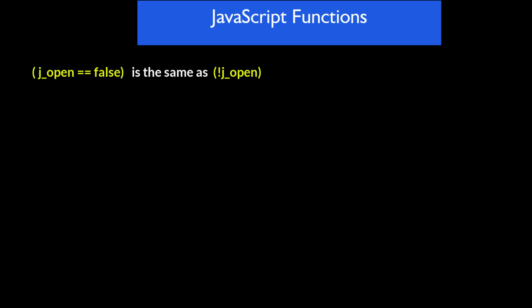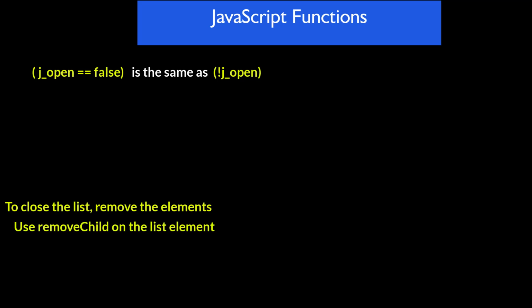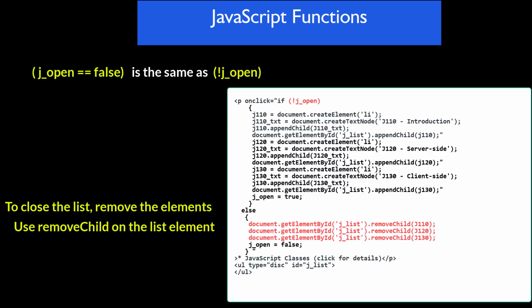So, how do you imagine we'll close our lists? Since we expanded the list by adding elements using DOM methods, we probably perform the reverse process to close the list. Remove the list elements. And that's true. And the good news is, it's a simpler process. We just use the removeChild method on the list element. So now we have the same initial statements, and in the else part, document.getElementById J_list removeChild of J110 and J120 and J130.